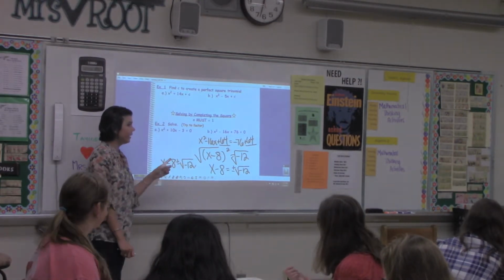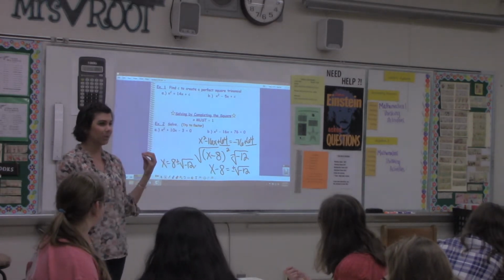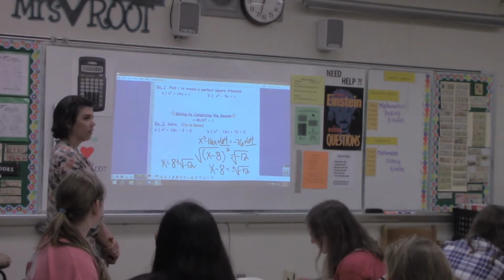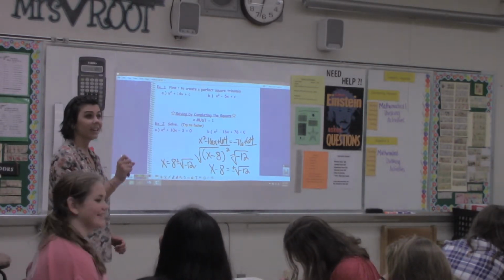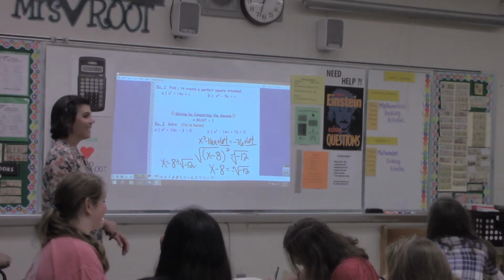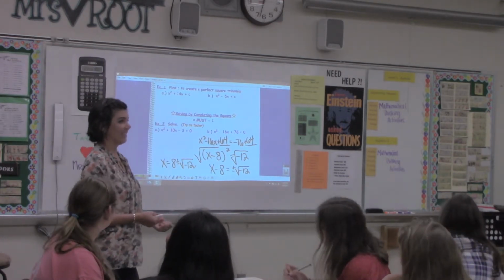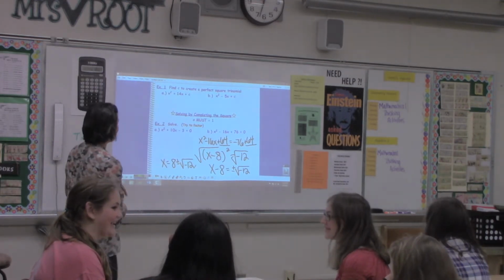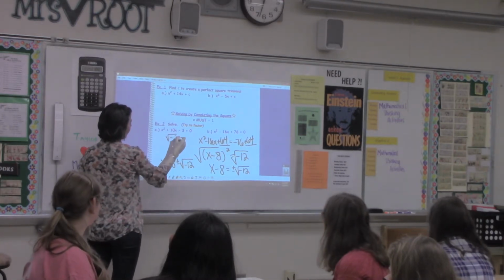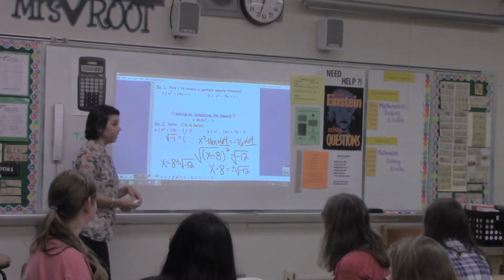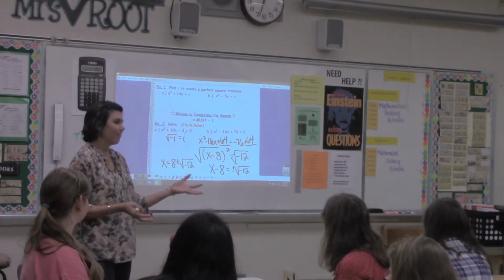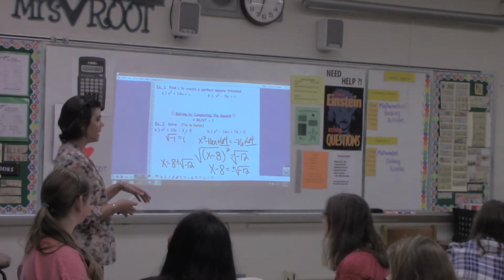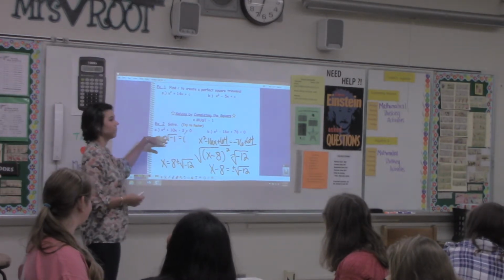Does anybody know what that negative would come outside of the radical as? I'm just curious if anybody knows. Pi? Am I close? Not pi. It sounds a lot like pi. Yeah, the imaginary number. So you guys are really good because the square root of negative 1 is actually equal to the imaginary number i. It's not a real number, so we can't physically see it like we can all the other numbers. And you're going to realize that when you start getting to the graphs of quadratics.